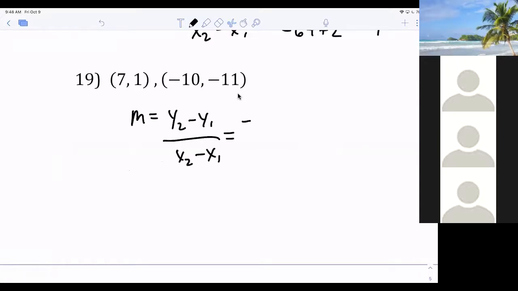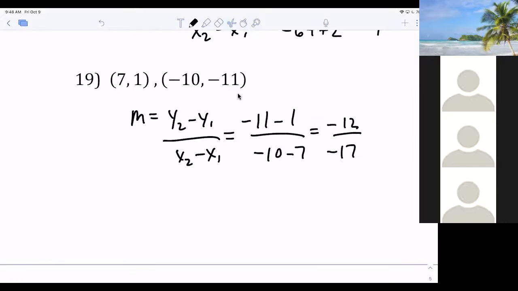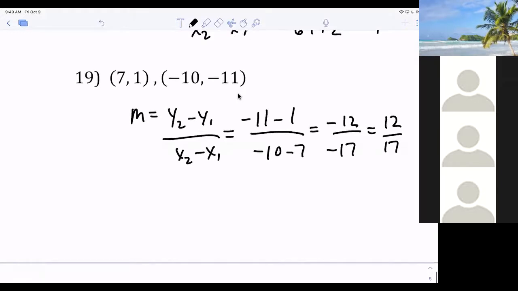So I have negative 11 minus 1 over negative 10 minus 7. Negative 12 over negative 17. I got 12 over 17. Anybody else get that besides me? Everybody happy? Easy. Simple, simple, simple. All right, here we go. What? Can you do number 18?